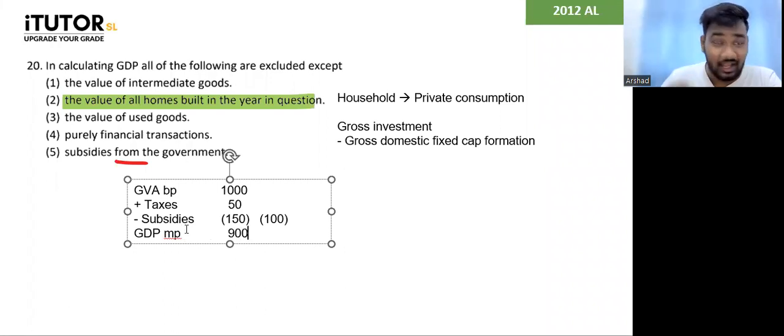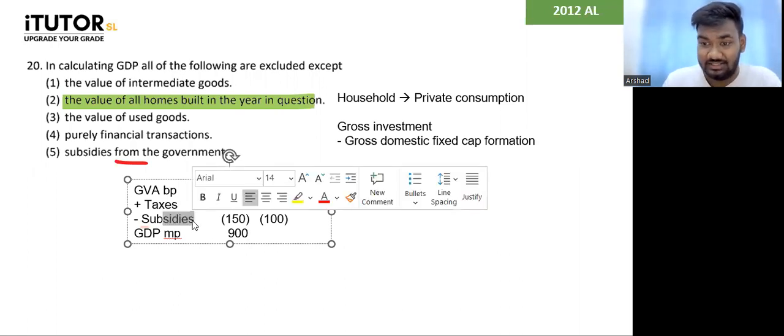I am not saying that you subtract net taxes. Net taxes are added, but it can be a negative figure, no problem. That doesn't change the logic of subsidies. Is that okay? Market price to basic price, adding subsidy.